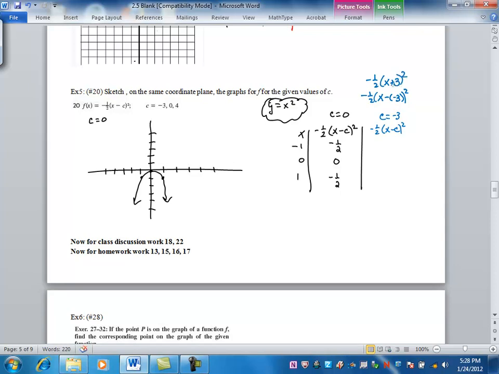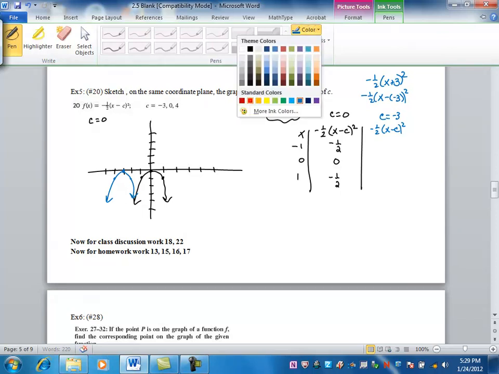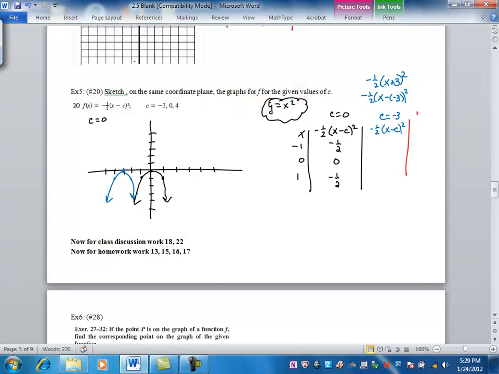So that's going to take us to the left 3 units. So same graph, 1, 2, 3 over here. And there we go. So that's with c equal negative 3. And then finally, we've got c equal 4. So negative 1/2 times x minus c quantity squared becomes negative 1/2 times x minus 4 quantity squared. This is going to take our black graph and shift it to the right 4 units.